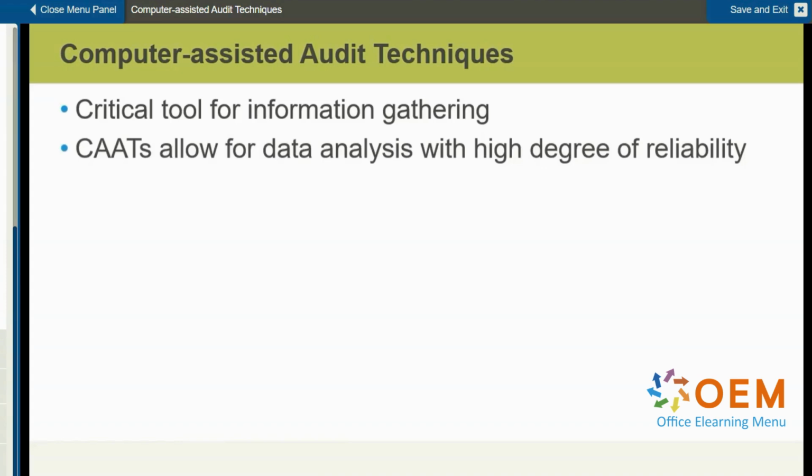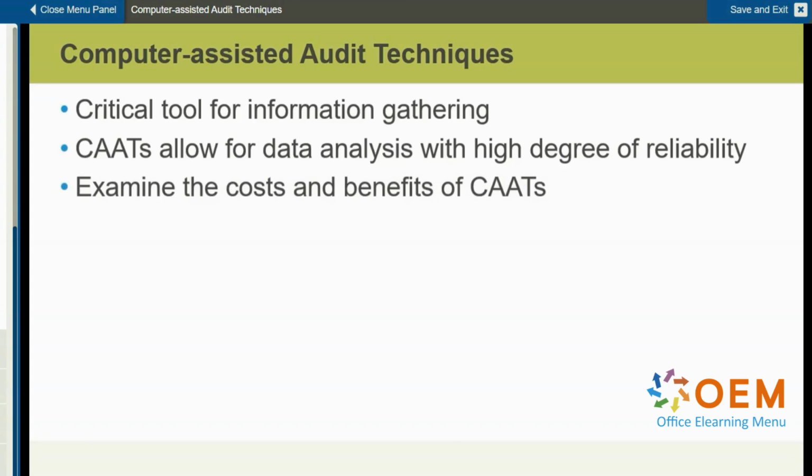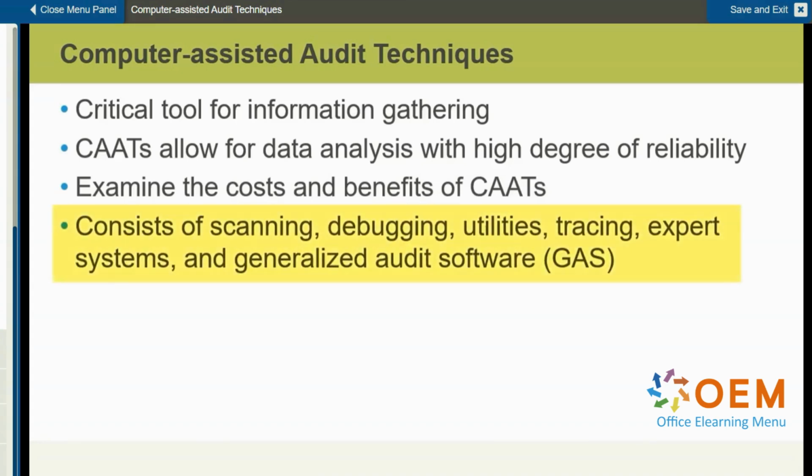They allow us to analyze data with a high degree of reliability. It allows the IS auditor to get access to specific and granular pieces of predetermined audit objective data and to report the findings in a very effective and efficient way. The IS auditor wants to look at the costs and the benefits of implementing computer-assisted audit techniques, which consist of scanning, debugging, tools and utilities, tracing programs, expert systems, and generalized audit software, GAS.